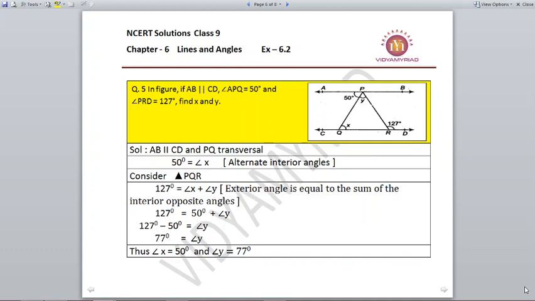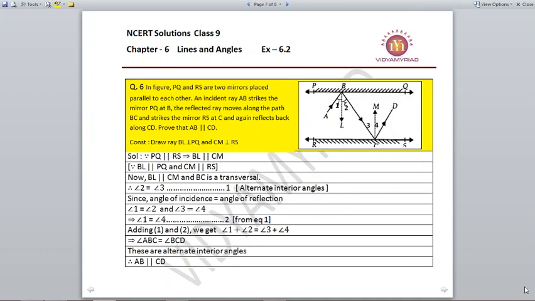Let us begin with AB parallel to CD and PQ as transversal. You already have 50, so 50 will be equal to X because of the alternate interior angles. Now, from both angles X and Y, I have X with me. I can easily find Y with the help of the exterior angle property, which states that 127 will be equal to X plus Y. I have X as 50, so I can find Y by subtracting it from 127. Y comes to 77.